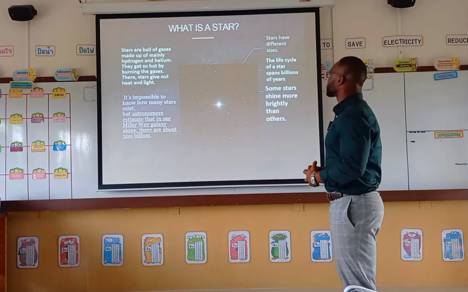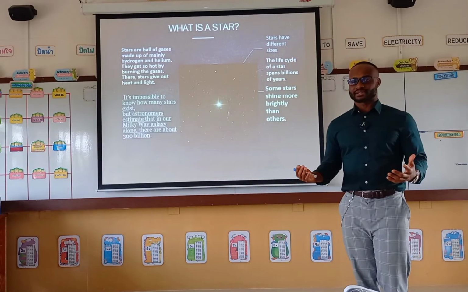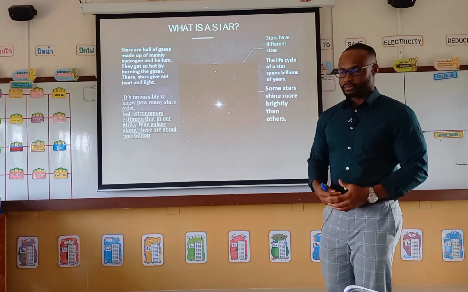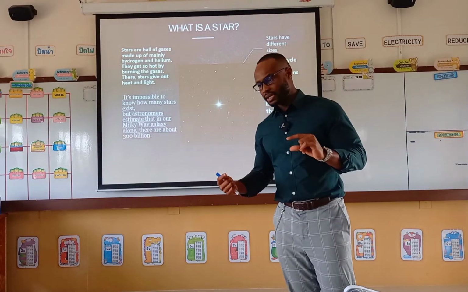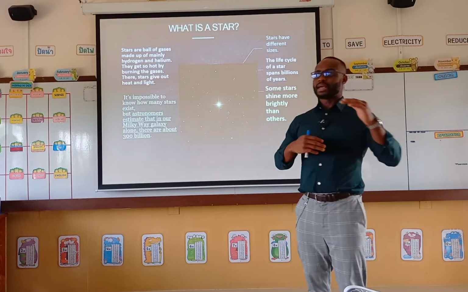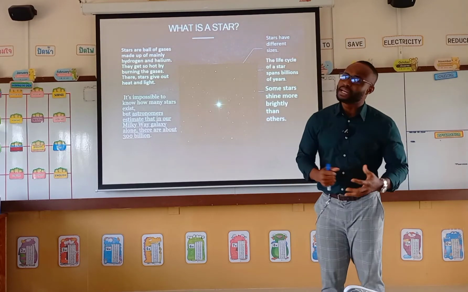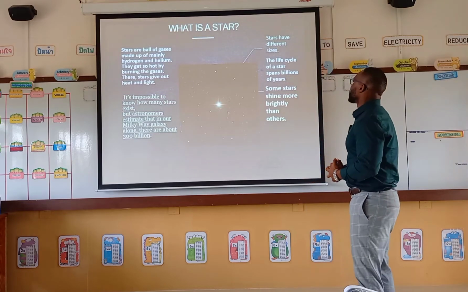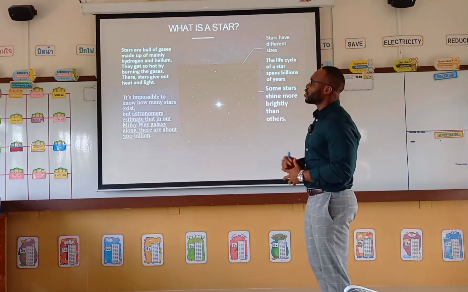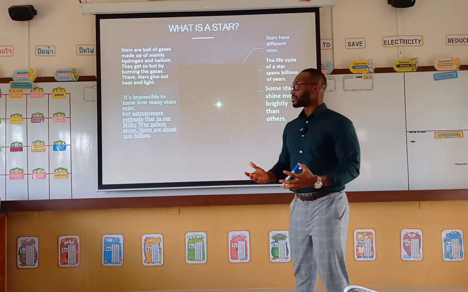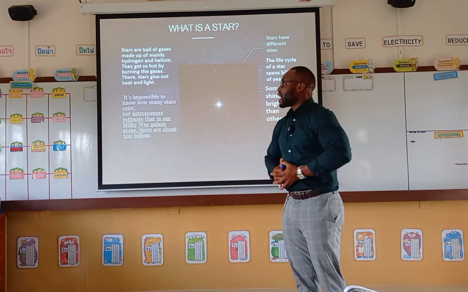What else do we know about stars? Stars have different sizes. The big, small, very big, very tiny, all right? They come in different sizes. And we have billions of stars in the universe. All right, what else? It is impossible to know how many stars exist.